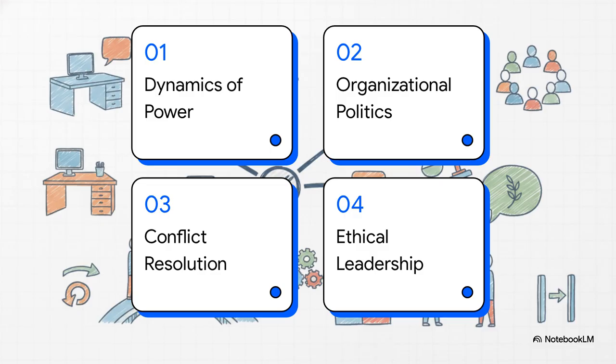Here is our roadmap for today. We'll be moving through a four-part chain reaction. First, the dynamics of power. Second, navigating organizational politics. Third, models for conflict resolution. And finally, ethical leadership in action.